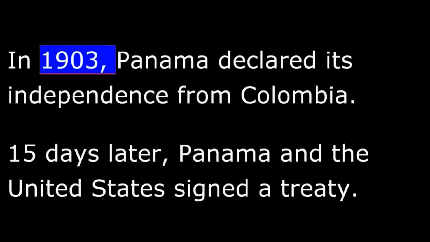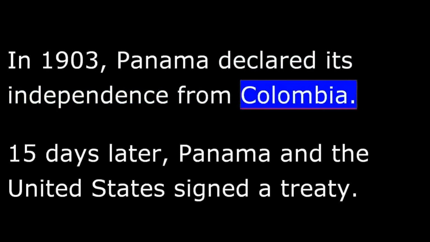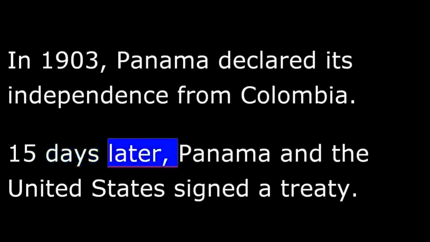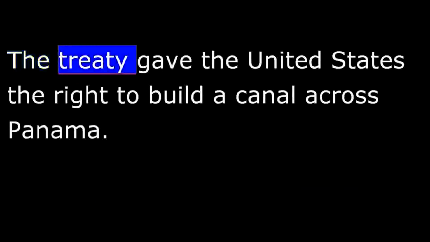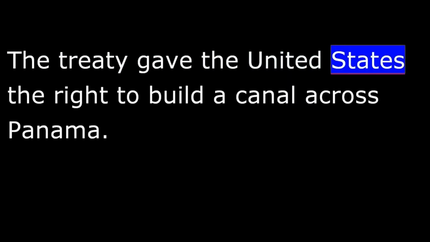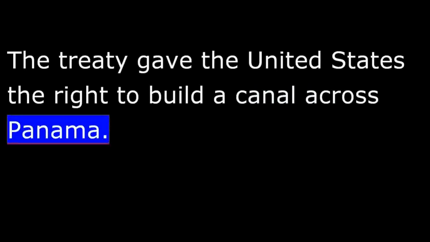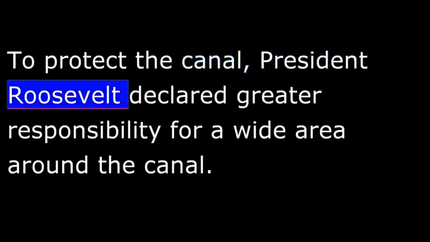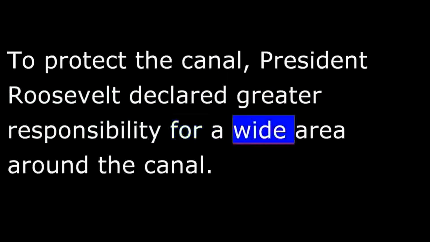In 1903, Panama declared its independence from Colombia. 15 days later, Panama and the United States signed a treaty. The treaty gave the United States the right to build a canal across Panama. To protect the canal, President Roosevelt declared greater responsibility for a wide area around the canal.